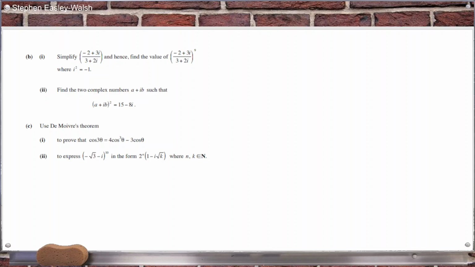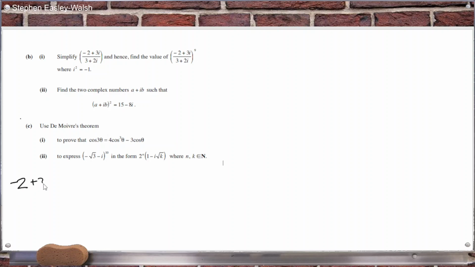Okay, let's have a look at this one now. So first we want to simplify that and then make it the power of 9. So I assume when it simplifies it just has a real or an imaginary part. So let's have a look at it.